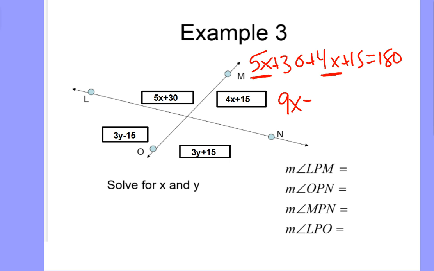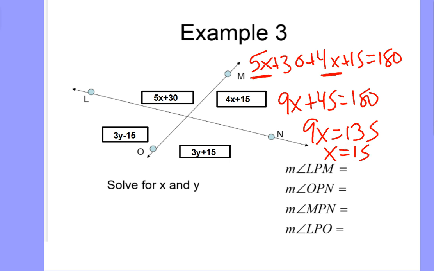So 9x equals, whoops, let's step back. I don't want to skip too far ahead here. 9x plus 45 equals 180 degrees. And now we can subtract 45, and of course we're going to get 135. So 9x equals 135. And then we're just dividing by 9, and then x has a value of 15.